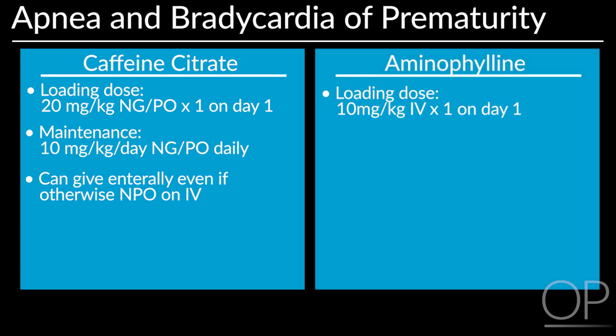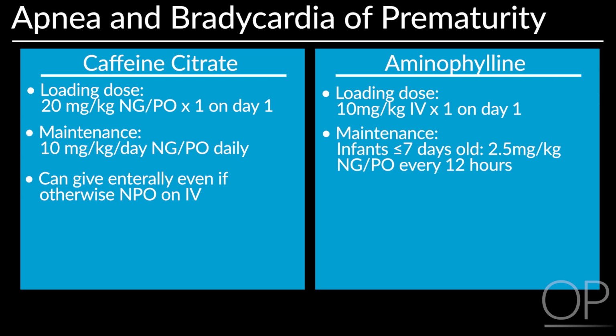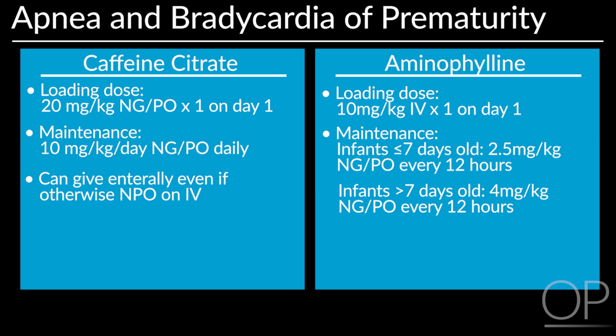The loading dose for aminophylline is 10 mg per kg IV once on day 1. If the infant is less than 7 days old, a maintenance dose of 2.5 mg per kg nasogastric or per os should be given every 12 hours. For infants older than 7 days, maintenance doses of 4 mg per kg nasogastric or per os should be given every 12 hours. The contraindication is severe vomiting or convulsions.